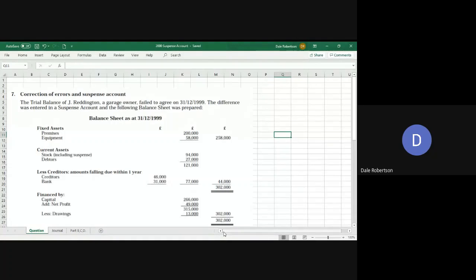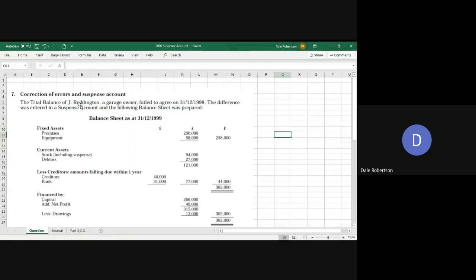Okay, we're going to have a look at the 2000 suspense account question. It's quite an old question, but it's a very good question, a basic question to get us started on suspense accounts. The question presents as follows.